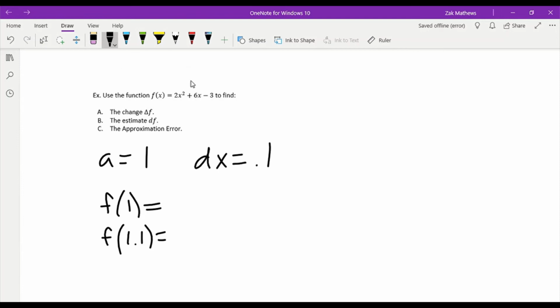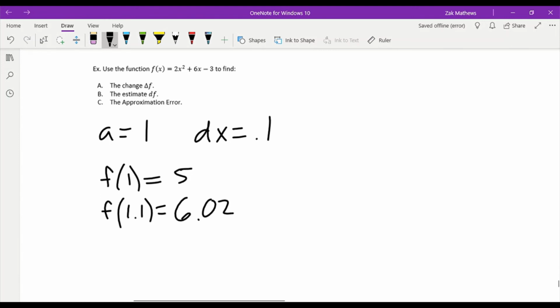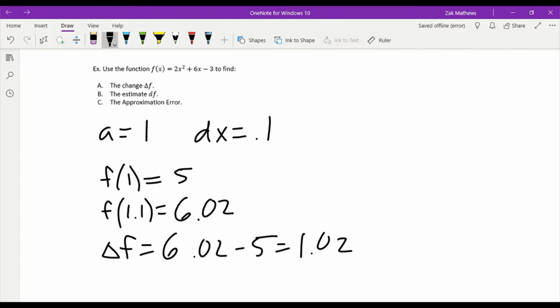So we have 2 times 1 squared, that's going to be 2, plus 6 is 8, minus 3 is 5. And then we're going to do the same thing with 1.1. So this one I'm going to go ahead and type into the calculator just to make it a little bit easier and faster. So when we type all of that in, we should get 6.02. And so now we can calculate the actual change in f, 6.02 minus 5, that is equal to 1.02. Now, that's our part A.